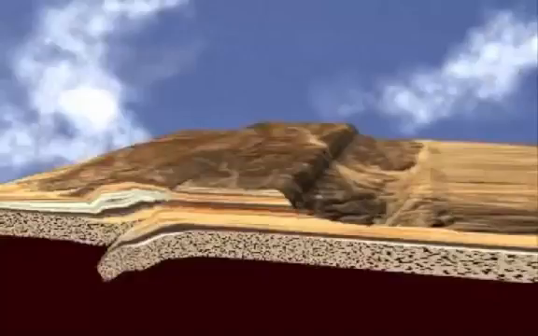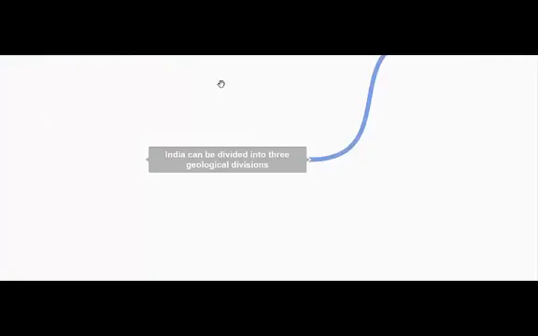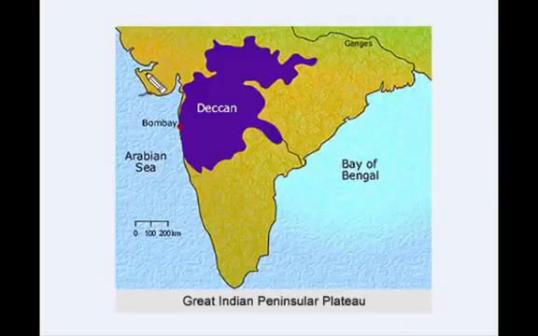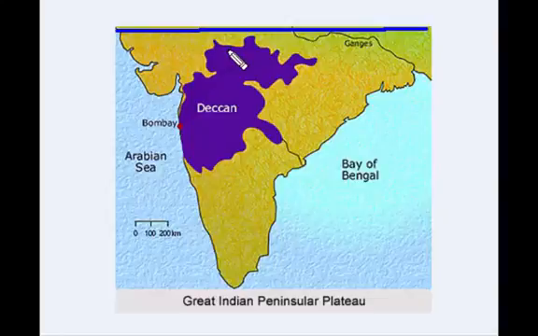Now based on the variations in its geological structure and formation, India can be divided into three geological divisions. These are the Peninsula Block, the Himalayas and other peninsular mountains, and the Indo-Ganga-Brahmaputra plain. Now the Peninsula Block extends up to this much, that's it. Nothing beyond that, because the Himalaya was initially not part of India. It was formed when India got associated with Asia, there was a huge land collision, due to which Himalayas were born.